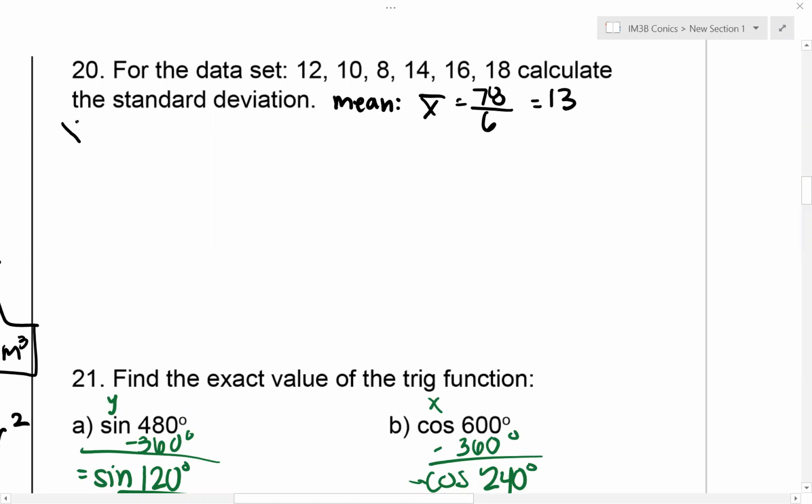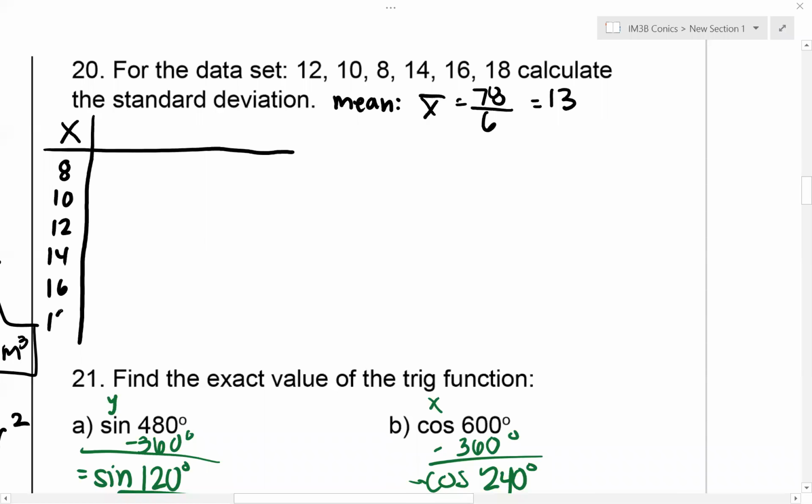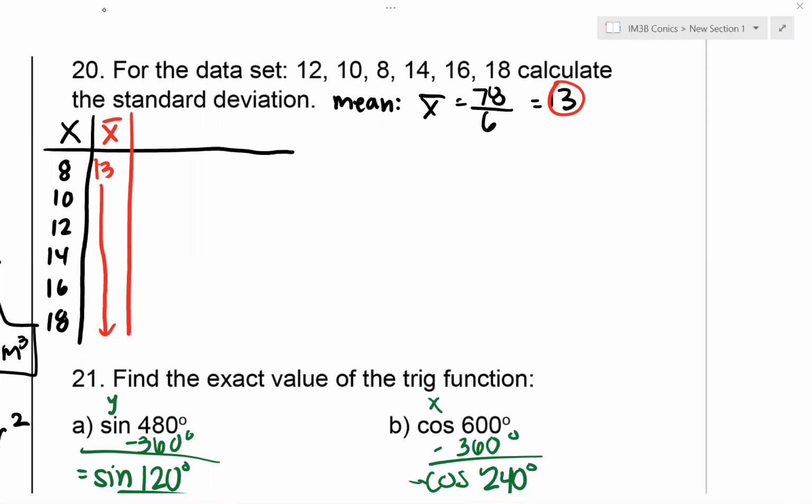The table, we start by listing each of the data values. It's best to order just so you can kind of make sure that you're subtracting right. So I'm going to list 8, 10, 12, 14, 16, and 18. And then the next column, we're listing that value x bar. I'm just going to write it with the first one and then draw an arrow to note that it's all the same. To do the second column, I'm literally taking my x value and subtracting that 13 from it.